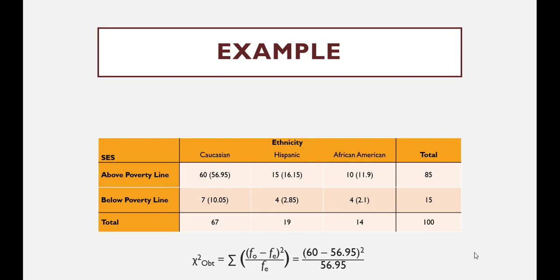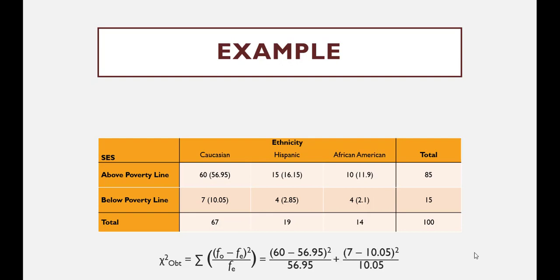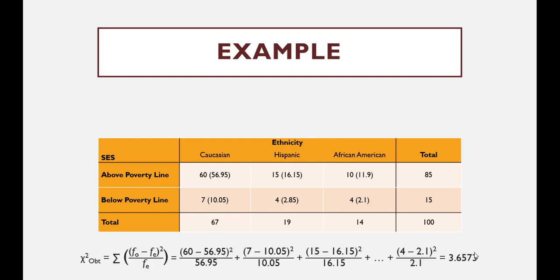So we calculate the difference for the first cell, 60 minus 56.95, square it, divide by 56.95. We do this for the second cell, 7, the observed value, minus 10.05, the expected value. Square that difference, divide by 10.05, the expected value. We do that for each cell, so 15 minus 16.15, square that, divide by 16.15. For the next Hispanic cell, which we're kind of skipping there, it's in those ellipses, we would do 4 minus 2.85, square it, divide by 2.85. Then we'd do 10 minus 11.9, square it, divide by 11.9.